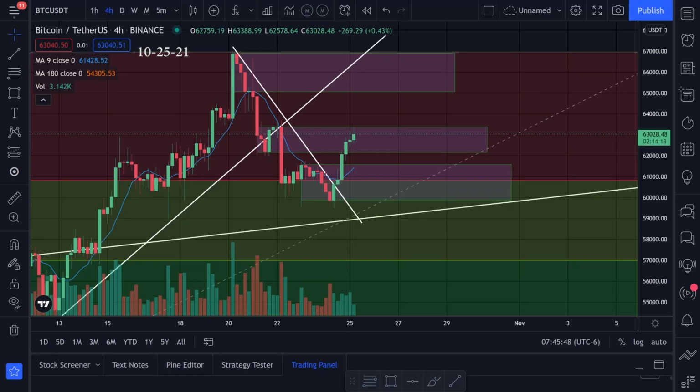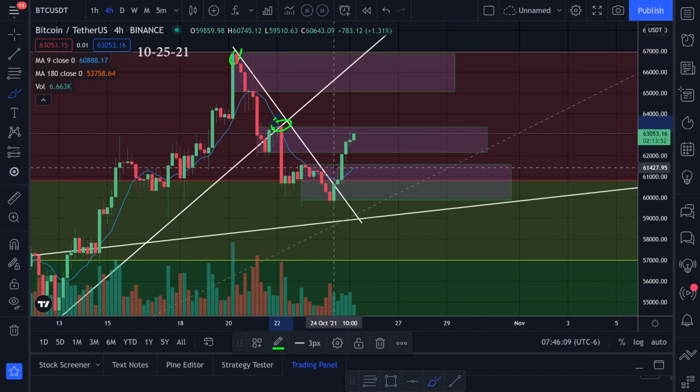Let's take a look at the chart action for Bitcoin. All right, so we'll start with the 4 hour time frame and then we'll zoom out and go from there. I'm maybe like 25% bearish, 75% bullish. But right now in the 4 hour time frame, we have resistance right here, resistance right here, and resistance right here.